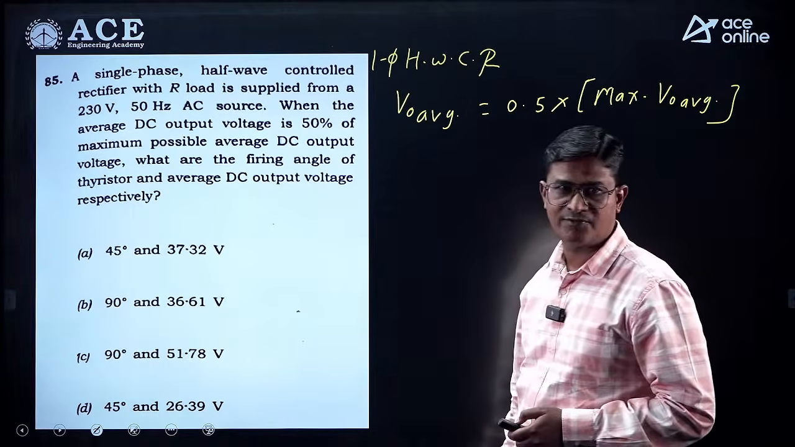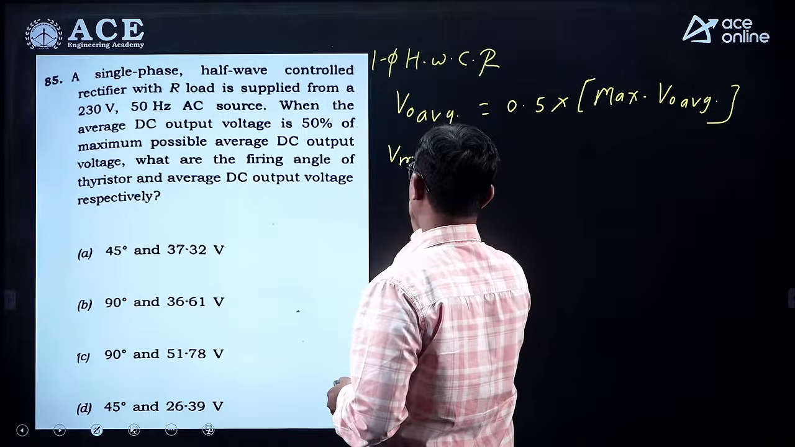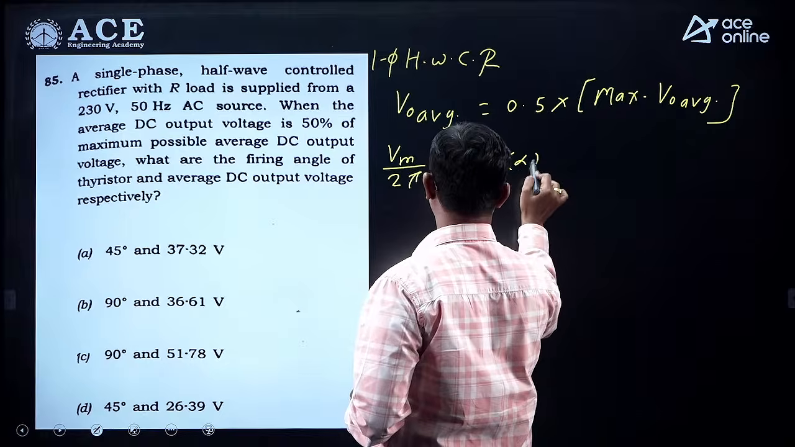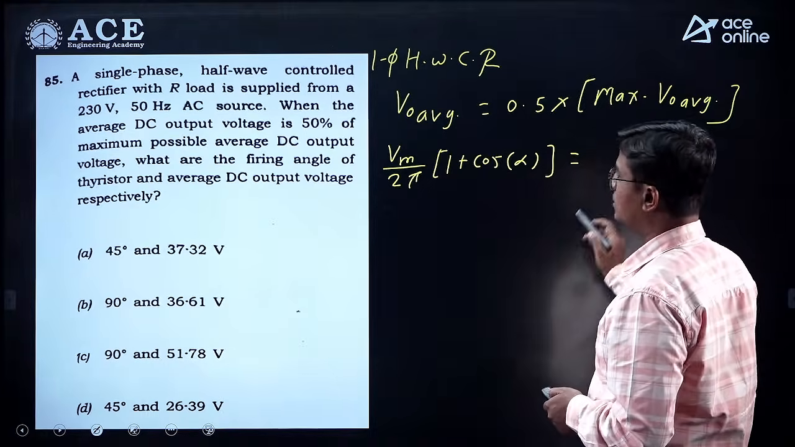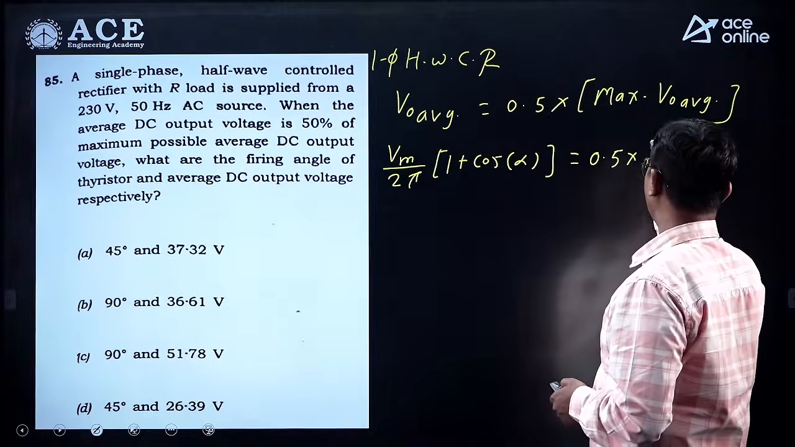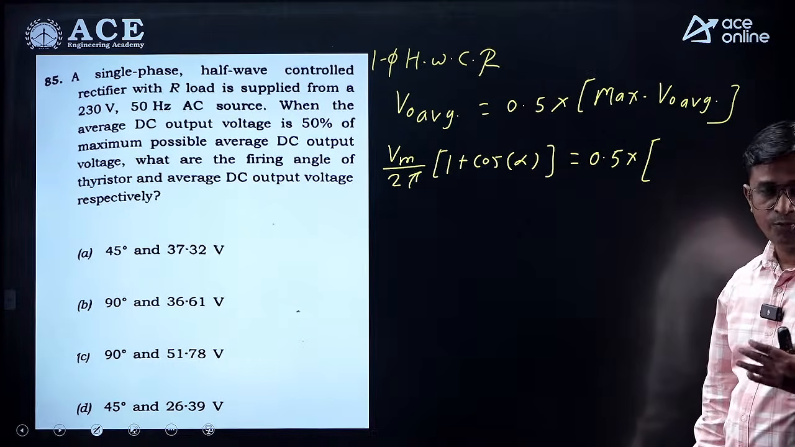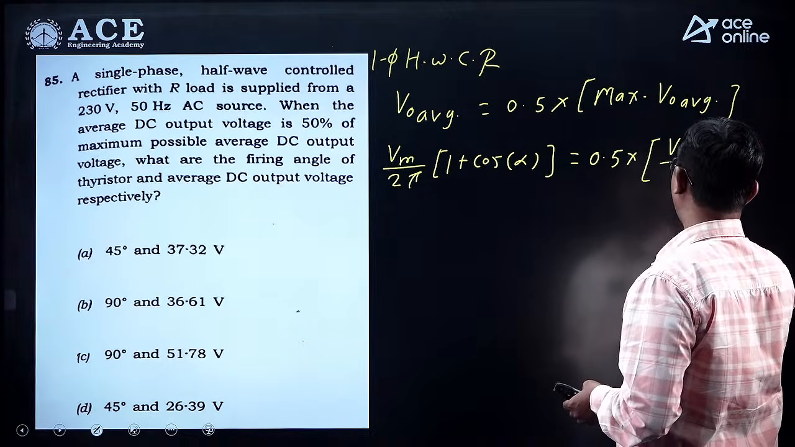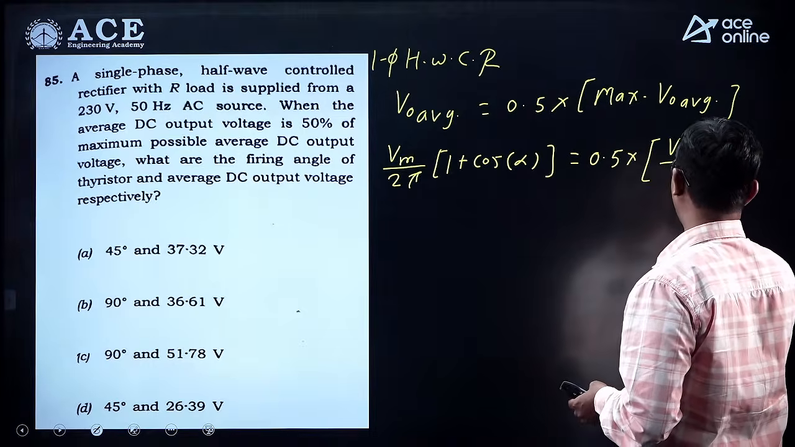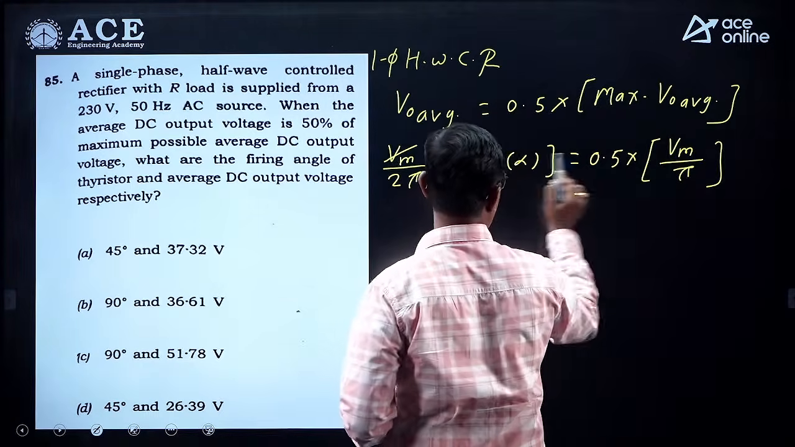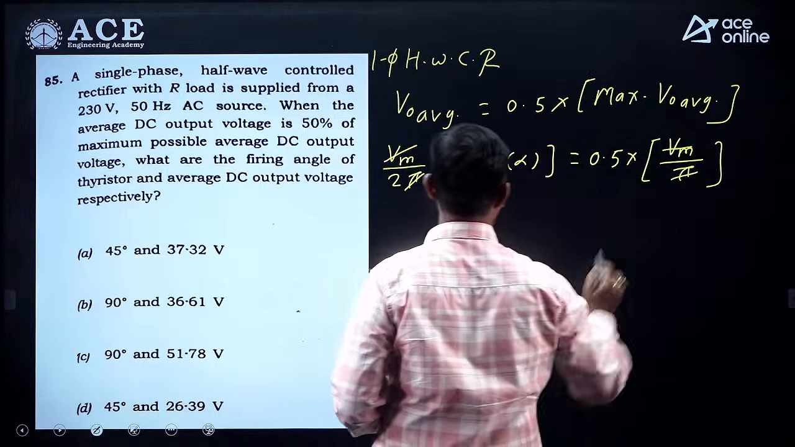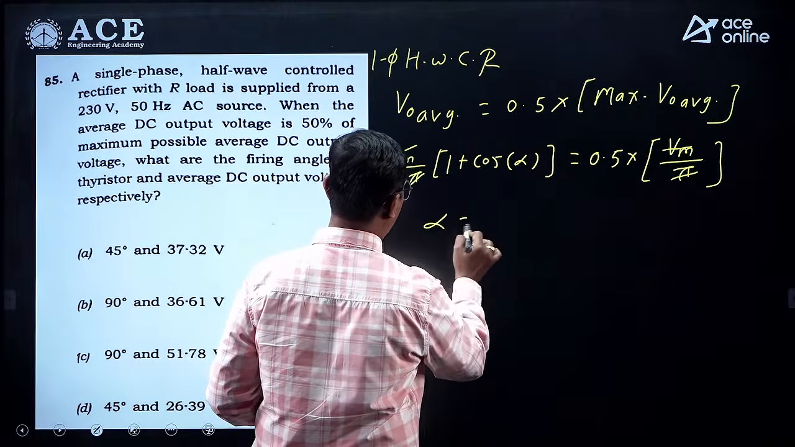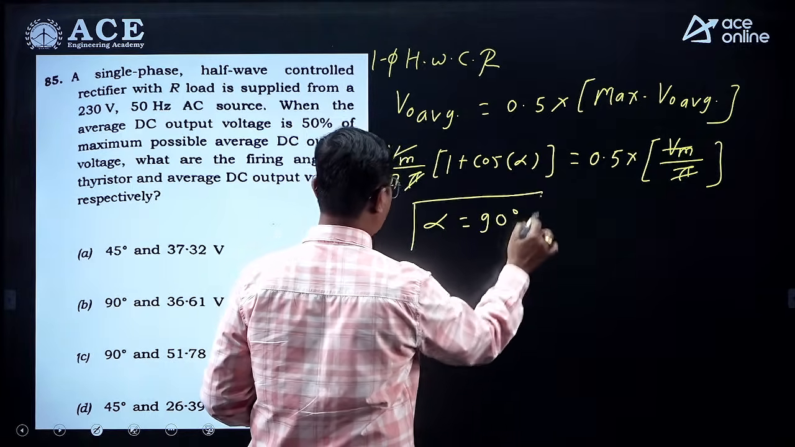Now in a half wave rectifier, what is the V0 average expression? It is Vm by 2 pi into 1 plus cos alpha, which equals 0.5 into the maximum V0 average. The output voltage is maximum when alpha is 0 degree, that is equal to Vm by pi. Now Vm cancels out, pi cancels out, and if you simplify, you will get alpha equal to 90 degree. So my alpha value is now 90 degree.